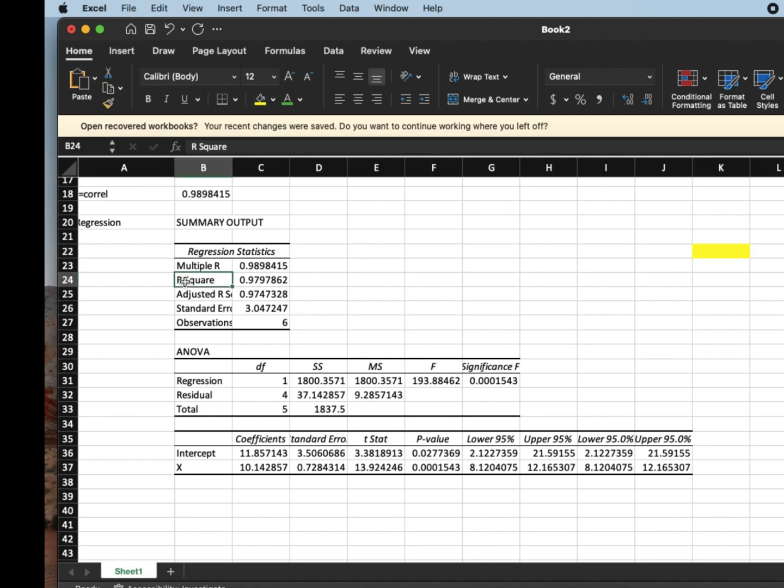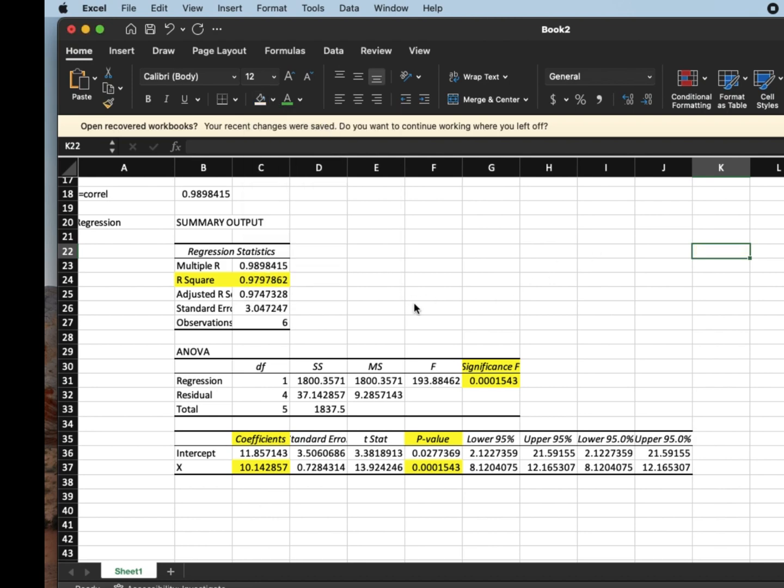Number one is this area, your R square. Then next is your significance level. Then the coefficients, which is particularly the x, not the intercept. And then the fourth one is the p-value, which is this one. So this is what we're going to interpret. So what does this mean? Okay, so let's remove that.